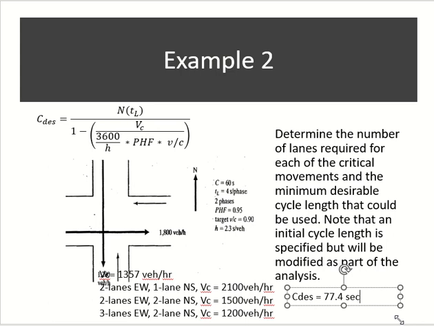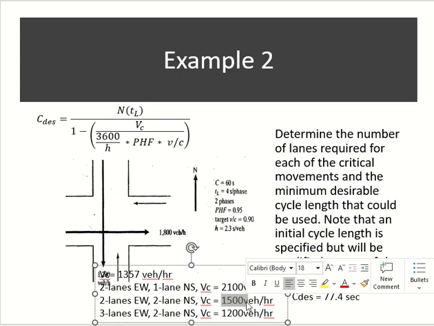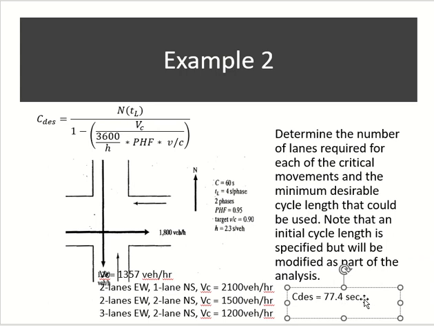So with 2 lanes in each direction, my VC is how much? 1500. So what I can do is, I cannot change the number of lanes. So let me now change the cycle length according to the number of lanes. So you put VC as 1500, how much cycle length do you get? Yes, how much?